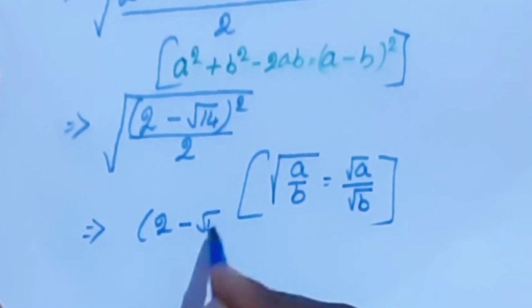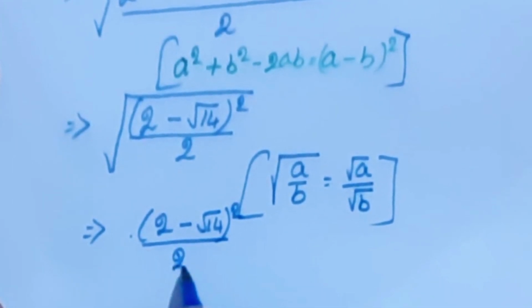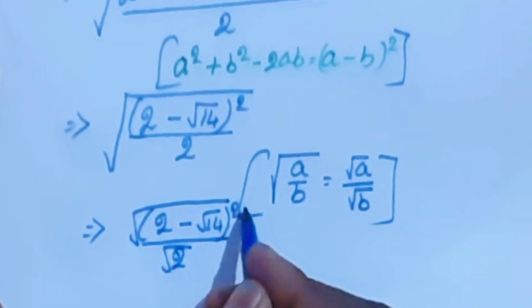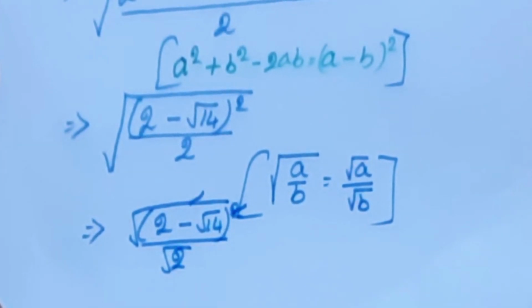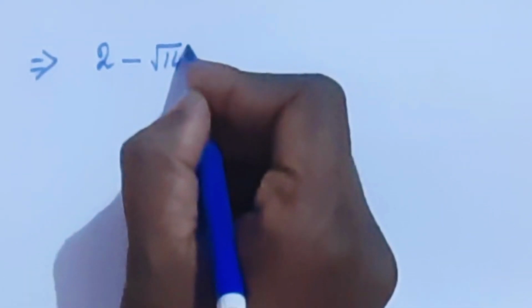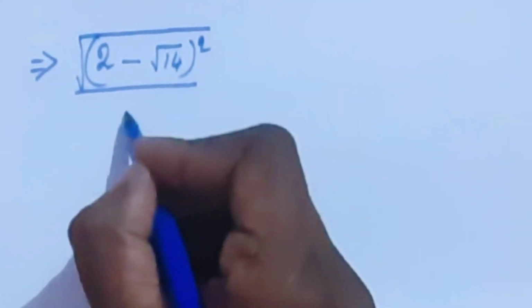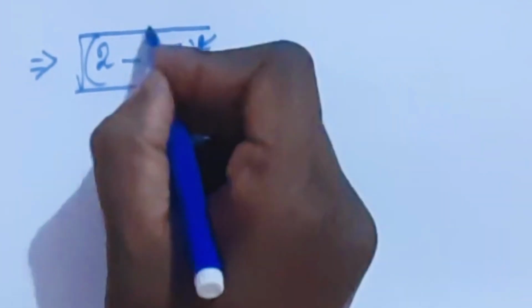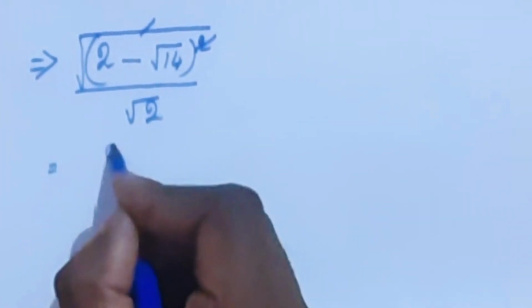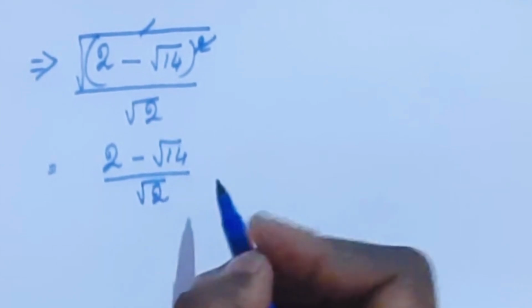2 minus square root of 14, whole square, divided by square root of 2. Now the square and square root will cancel each other. Now we have 2 minus square root of 14, whole square in square root, by square root of 2. Now the square and square root will cancel each other. Now we have 2 minus square root of 14 by square root of 2.